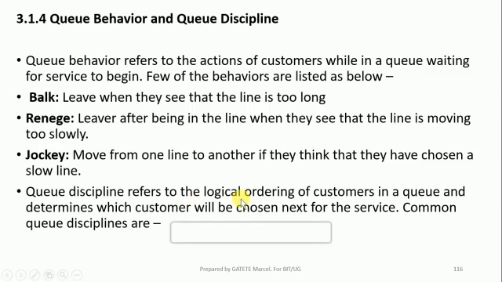Queue discipline refers to the logical ordering of customers in a queue and determines which customer will be chosen next for service. How you order the customers in the queue and how you arrange them automatically reveals how those customers will be served. So the disciplines are many.